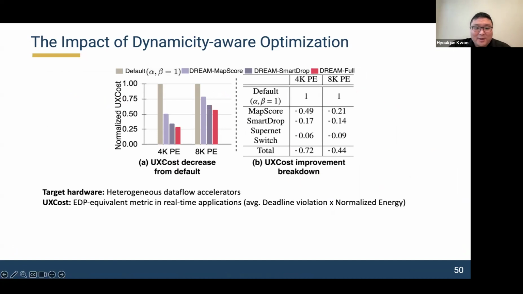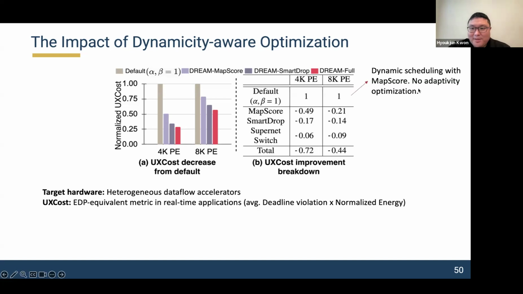So this is the UX cost result for a 4KP system and an 8KP system on the heterogeneous dataflow accelerator. On the y-axis, we have normalized UX cost, which is basically an EDP-like metric for real-time multimodal workloads. And this is basically the evaluation study, showing the impact of considering all the aspects of the workload characteristics, the smart frame drop, and considering dynamic behavior like supernet switching.